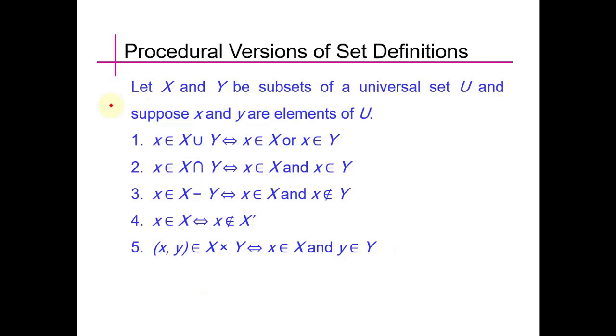So in procedural versions of set definition, let X and Y be subsets of a universal set U, and suppose x and y are elements of U. So we see here the identity that x belongs to the union of X and Y if and only if x belongs to X or x belongs to Y.